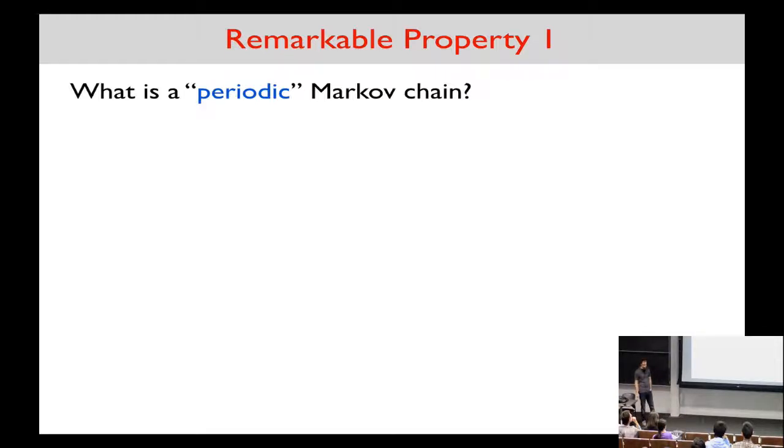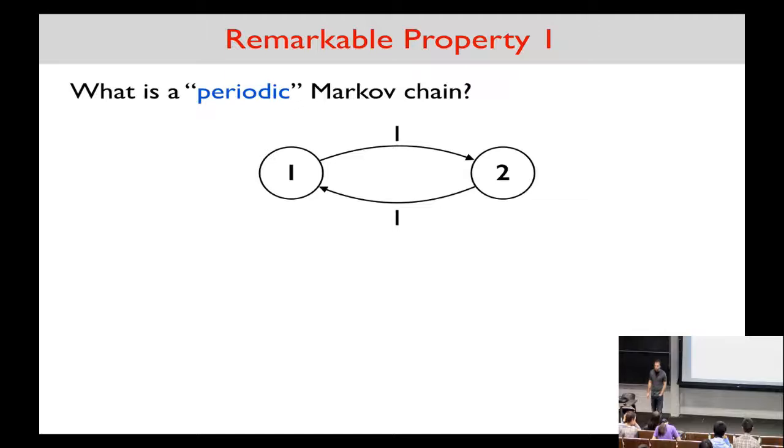Now, what about this periodic business? So we assume that it was aperiodic. I'm not going to actually define to you formally what periodic means, but I will give you one example, and it should illustrate the point. So here is a periodic Markov chain. It's very simple, 2 states, 1 and 2. From 1, if you're in 1, there's 100% chance you're going to go to 2. And if you're in 2, there's 100% chance you're going to go back to 1.